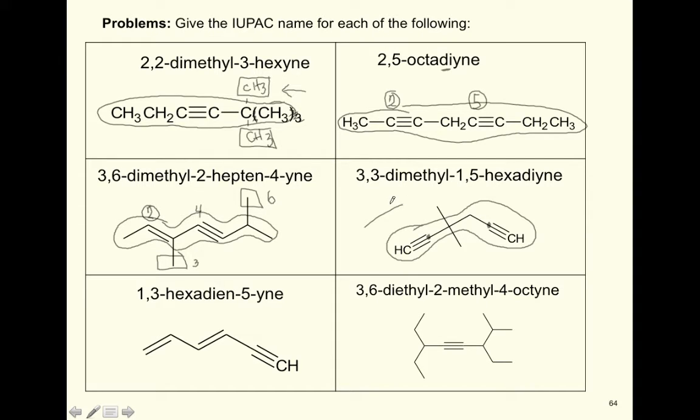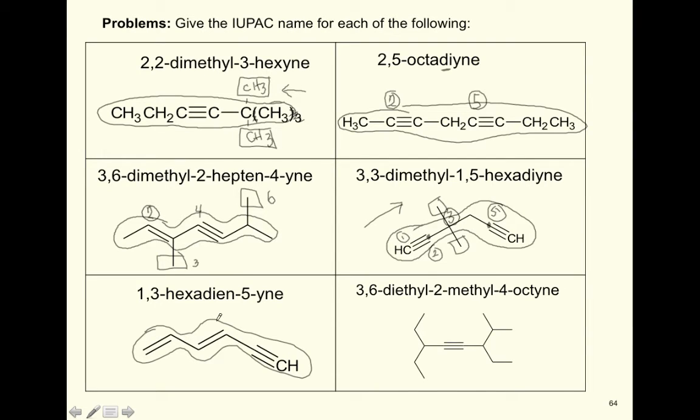So it's going to go in this direction. So this is carbon 1, here's carbon 2. My methyl groups, I have 2 methyl groups. Both of those are coming off of carbon number 3. Let's see if I can get my 3 in there. 4, 5. The next triple bond is starting on carbon number 5. 3,3-dimethyl-1,5-hexadiyne.